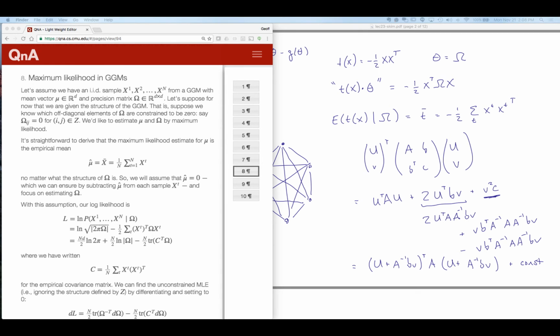We were talking about now maximum likelihood in Gaussian graphical models. So we start with an IID sample, and we assume that it's drawn from a Gaussian graphical model with mean mu and precision omega, but mu and omega are hidden. They're not given to us. All that's given to us is the structure, which is to say which of the off-diagonal elements of omega are constrained to be 0.